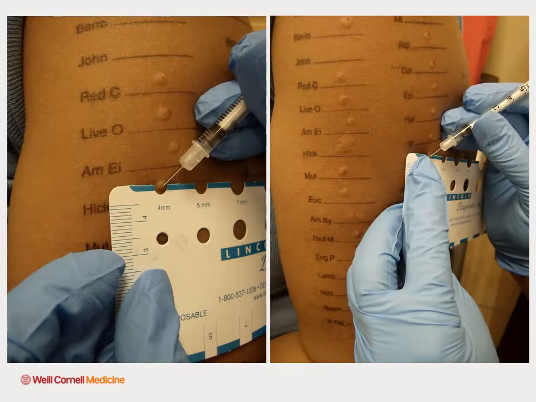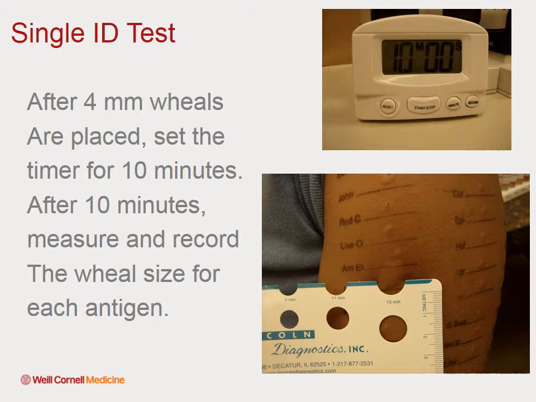So here you can see some nice 4 millimeter wheals that have nice delineated edges on the left-hand side, and you can see you can back that up with a measurement with your measuring device. And on the right side, you can see as the reactions are occurring, some of them have sort of spread out already, and these may be the reactions, or it may just be that too much was injected underneath the skin. But then you're going to observe this for 10 minutes. So after 10 minutes, you're going to measure and record the wheal size for each antigen.